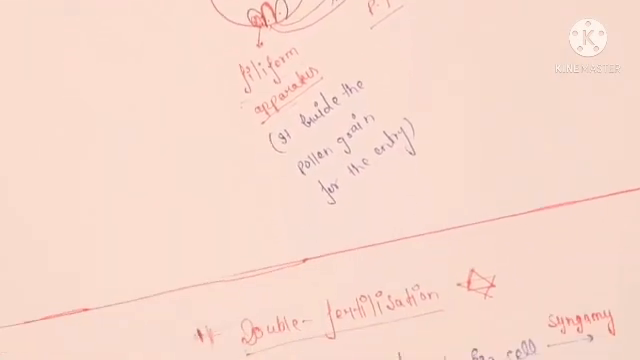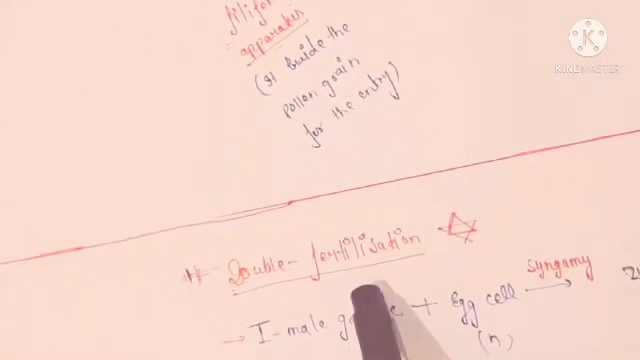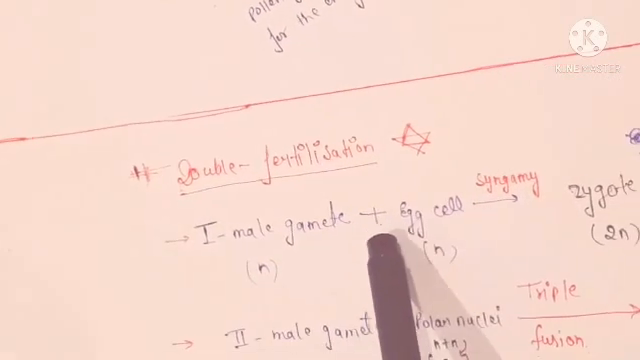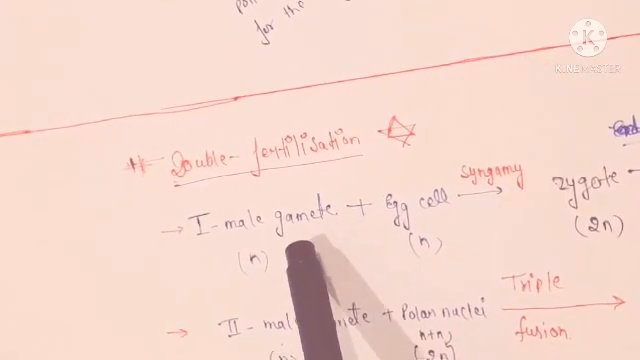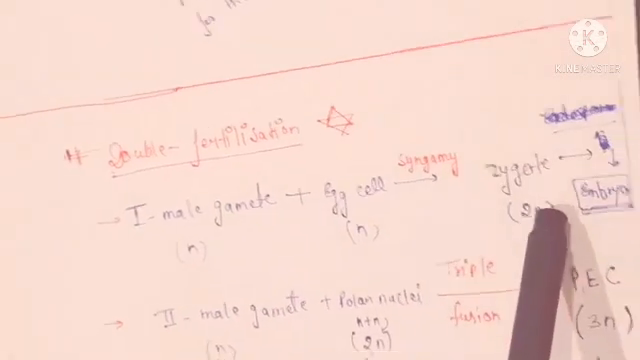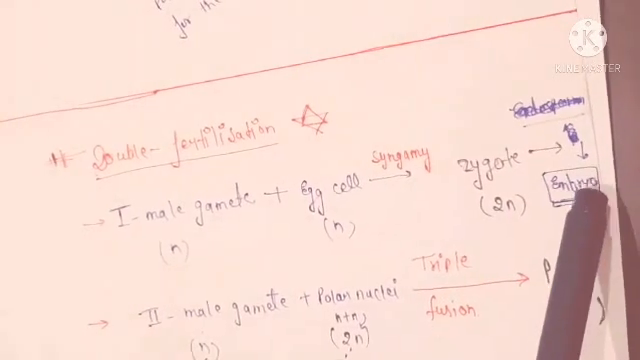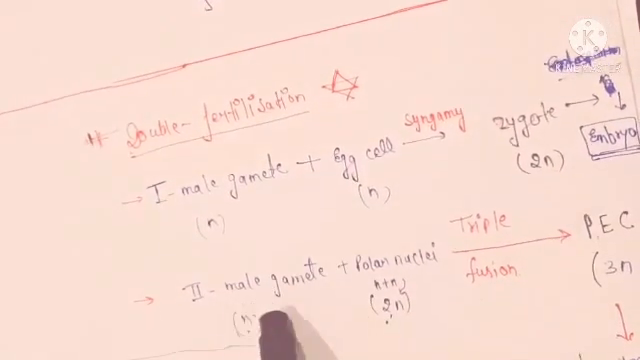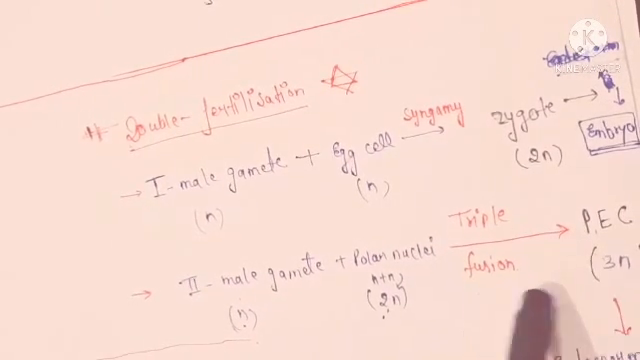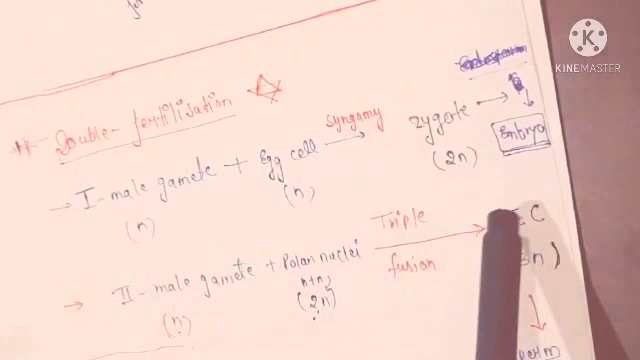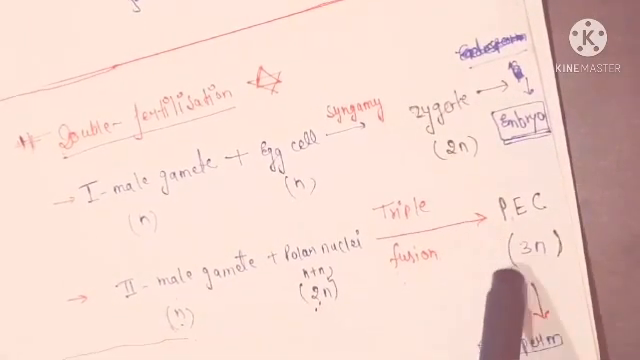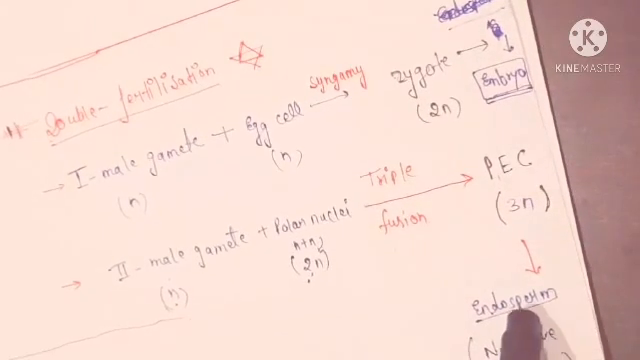After that, friends, we discussed the double fertilization that was given by Navaschin. It involves 2 steps. In the first step, the first male gamete reacts with the egg cell, forming syngamy. After that zygote formation takes place, and after that the embryo develops. In the second step, the second male gamete fuses with the polar nuclei. That process is called triple fusion. That is the formation of the primary endosperm cell, which is triploid, 3n. After that endosperm is formed.